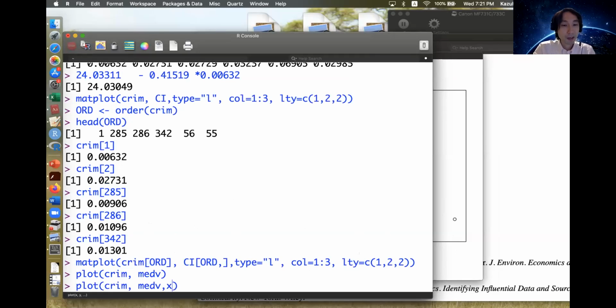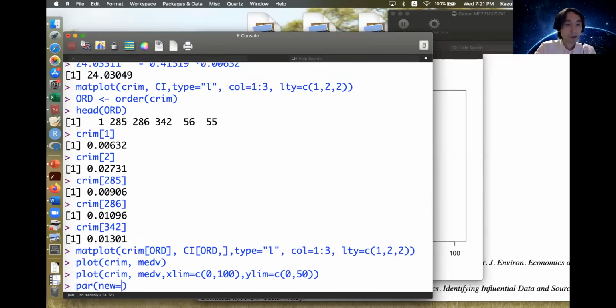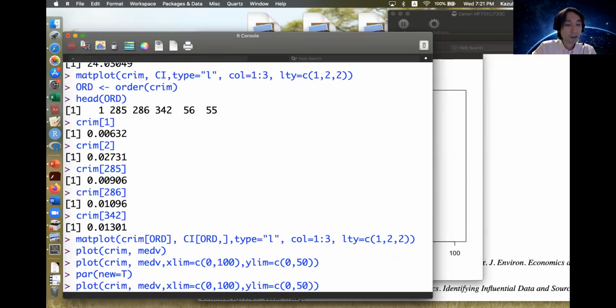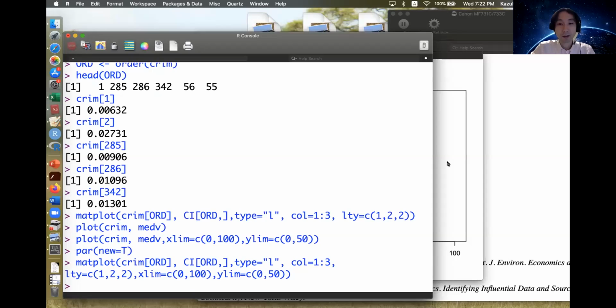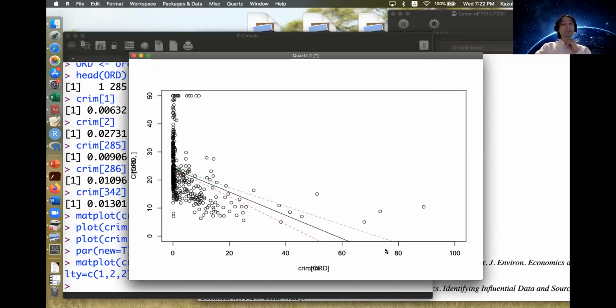So maybe you can set the X limit as 0 to 100 and the Y limit as 0 to 50. Then we overlay by specifying the parameter new equal to TRUE, then crime rate, and we use the same X coordinate from 0 to 100 and Y coordinate from 0 to 50. Probably it makes the overlay. So in this way, yeah. This fit is really not good. Probably this isn't the best way to model the relationship between the crime rate and the house value.